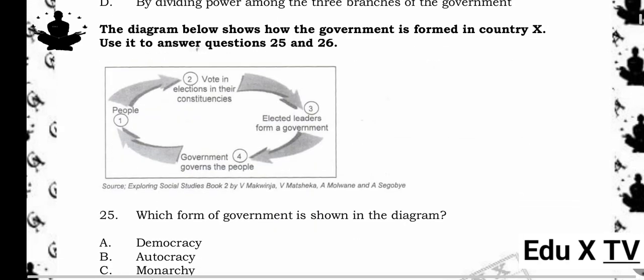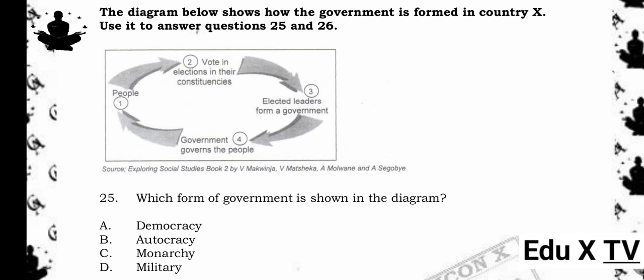Reason being, this refers to the separation of powers (executive, legislature, and judiciary), which ensures that no one branch becomes too powerful, maintaining rule of law. The diagram below shows how the government is formed in country X. Use it to answer questions 25 and 26.